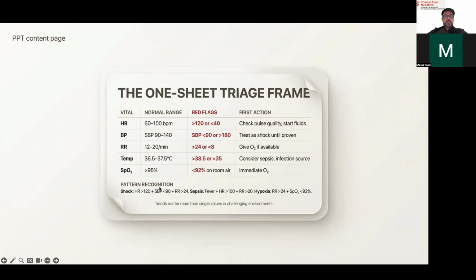Pattern recognition. What is a pattern? A pattern means something that happens the same way all the time. If somebody is in septic shock, they will have a lot of things happening at the same time in the same way. For example, they will be hypotensive, they will be tachycardic, they will be febrile, they will desaturate if the sepsis is coming from a pneumonia or the lungs. So these are your triage. Once you see these red flags, one or many, then you need to call for help and you need to help your patient.